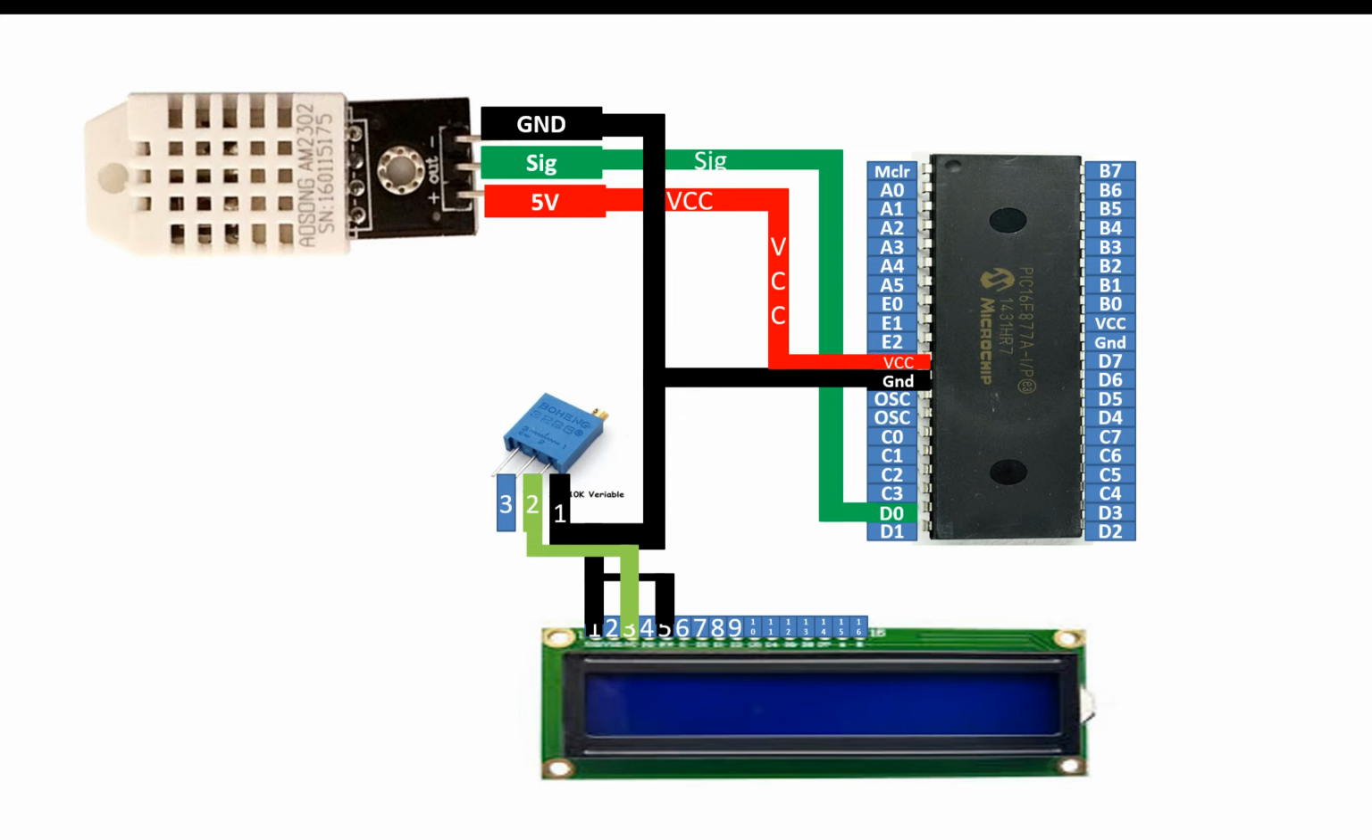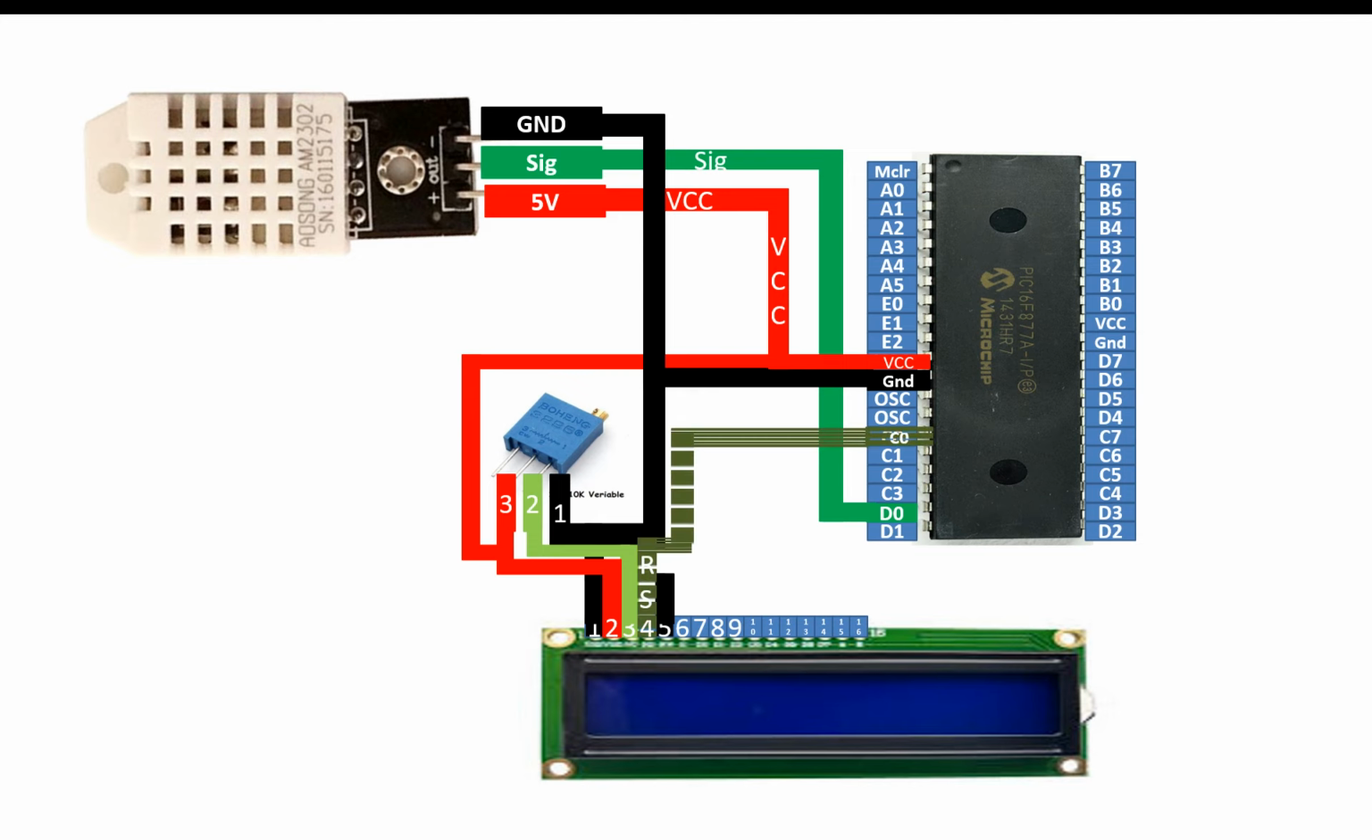Now guys, for the power, you will connect pin number 2 of the LCD with pin number 3 of the potentiometer, then you send it to the VCC of the PIC. In this way, your LCD gets the 5 volt and your potentiometer also gets the 5 volt. Now guys, pin number 4 of your LCD is the RS pin.